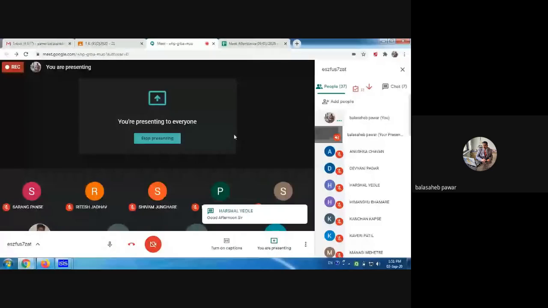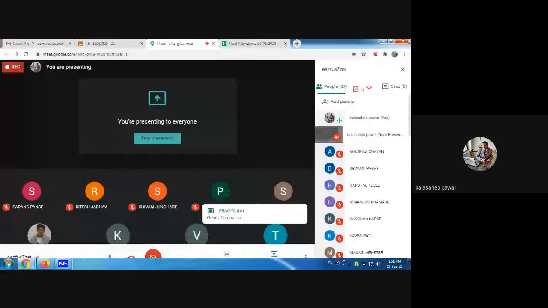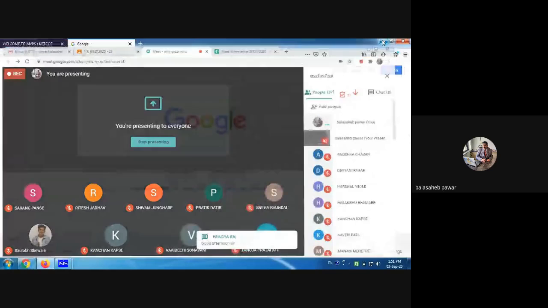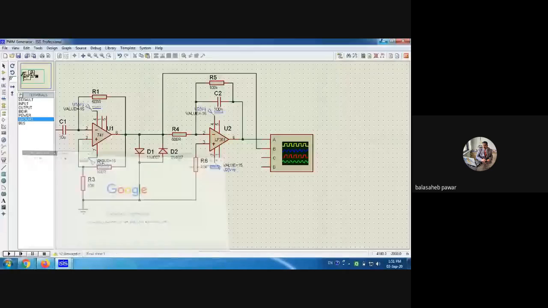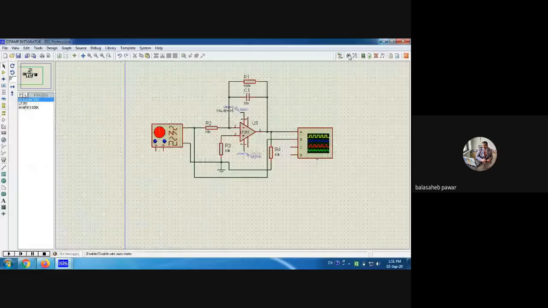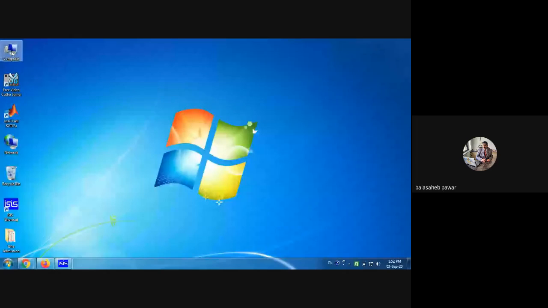I suggested one circuitry that is level shifter. First of all, I will just explain to you how that level shifter works.